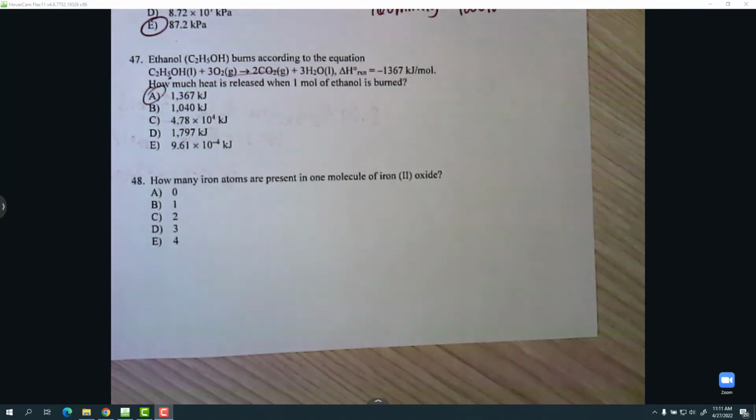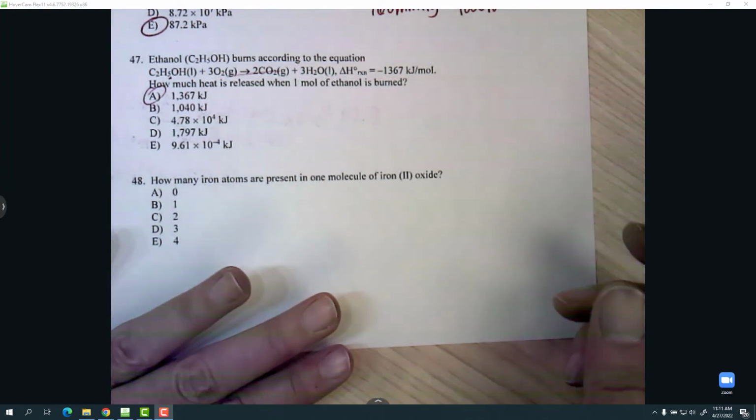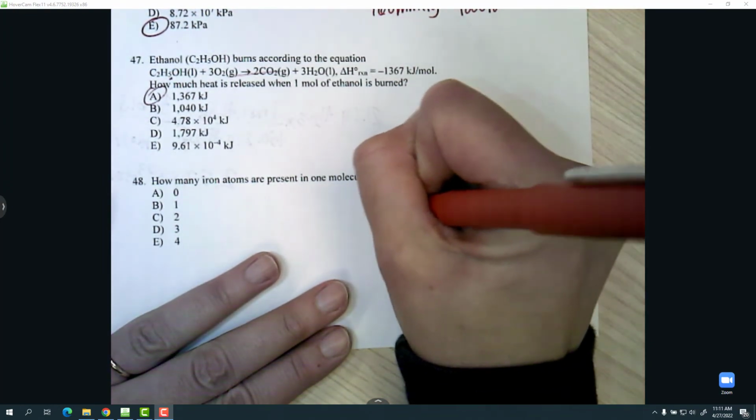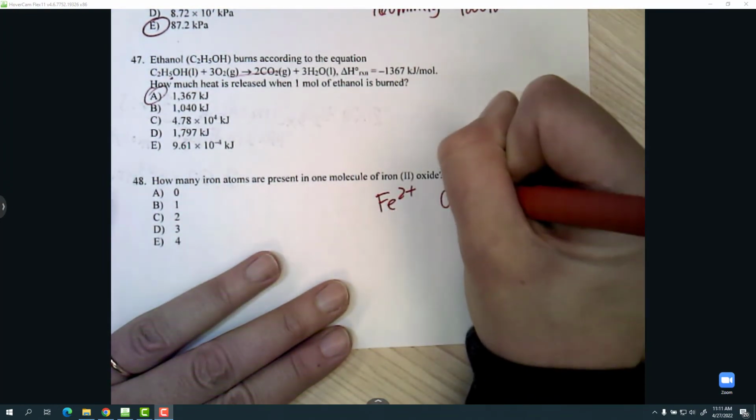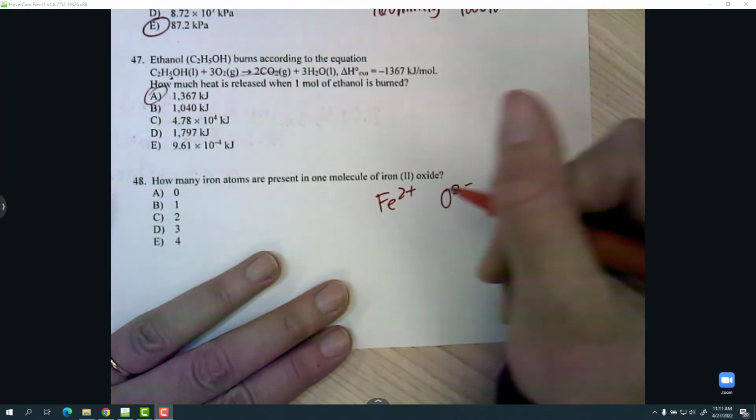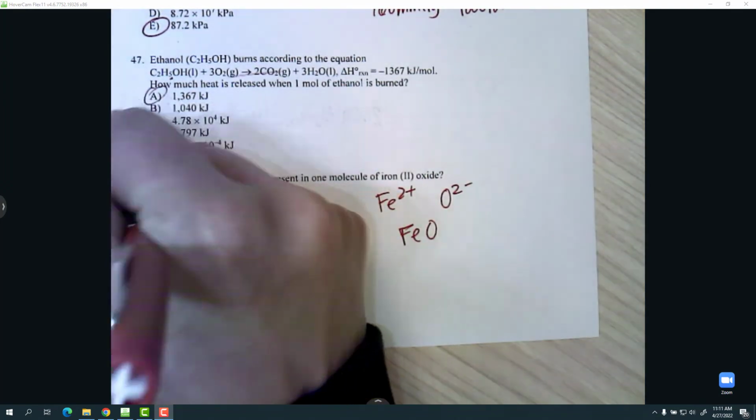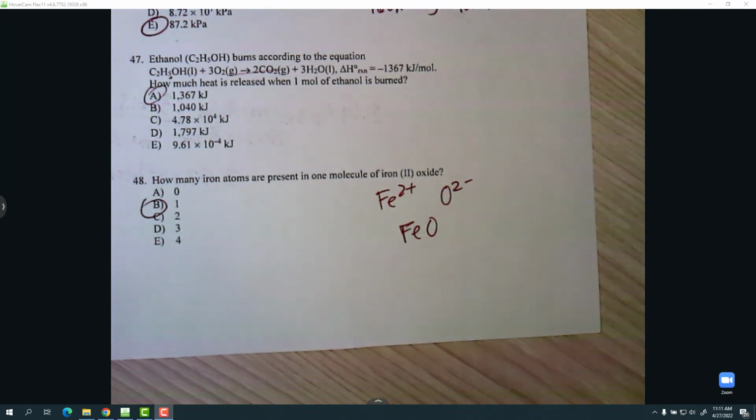How many iron atoms are present in 1 molecule of iron(II) oxide? Remember that means iron is 2 plus. Oxygen from the periodic table is always 2 minus. So to make it balanced, it would be 1 of each.